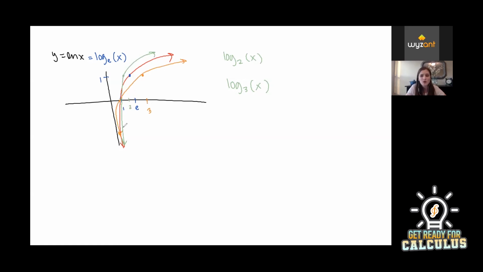Unless you're dealing with a full unit on logs, you probably won't have to graph anything other than ln of x, just that red function we graphed originally. The biggest thing I would focus on with logs, if you've learned your log rules, is to review them. So just a quick review of those.